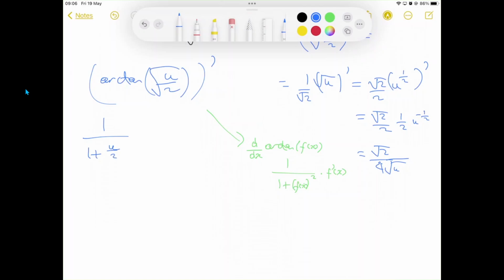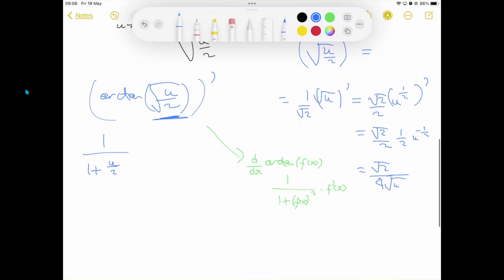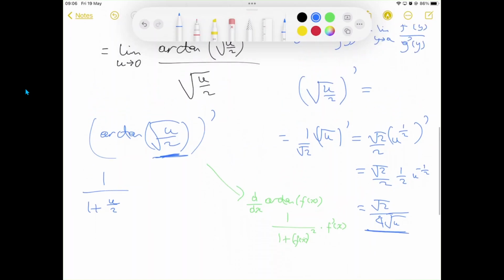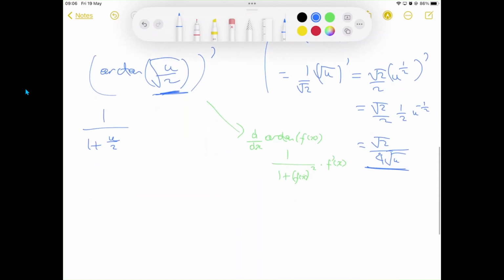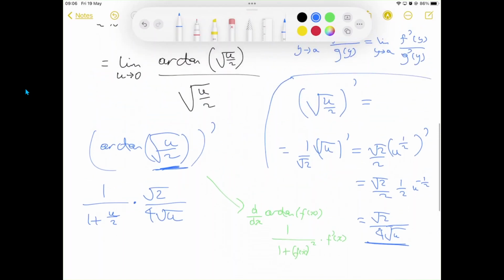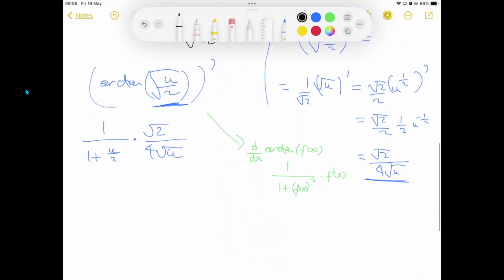And this is multiplied by the derivative of the argument. And luckily for us, the derivative of this inside bit we've already calculated here on the right hand side. So we can just pretty much copy paste that. I'm not going to bother to copy paste it, I'll just rewrite it. So root 2 over 4 root u. Okay, so now I'm going to rewrite this limit after applying L'Hopital's rule.